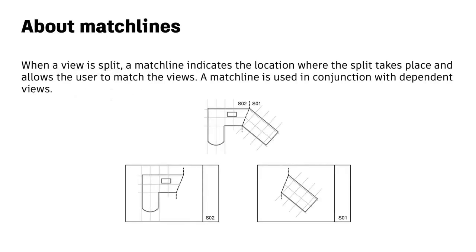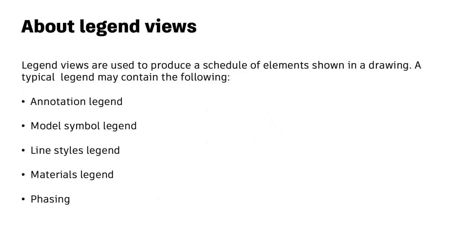When a view is split, a match line indicates the location where the split takes place and allows the user to match the views when placed on sheets. A match line is used in conjunction with dependent views. A view reference can then be added either side of the match line to indicate which sheet the detail is placed onto. Legend views are used to produce a schedule of elements shown in drawings.